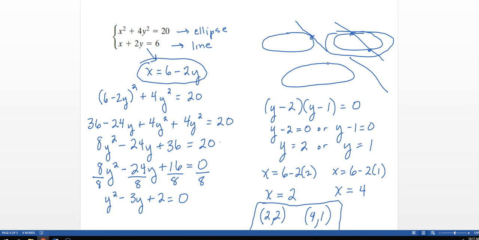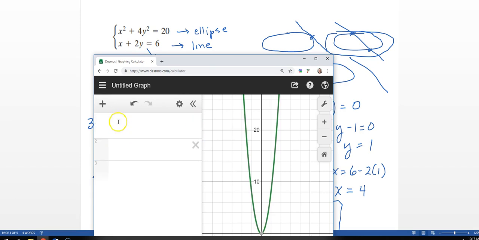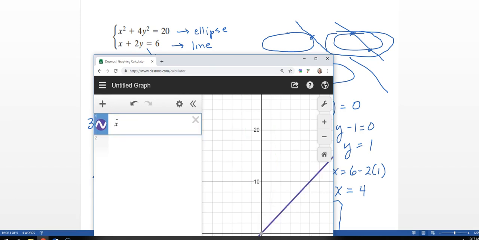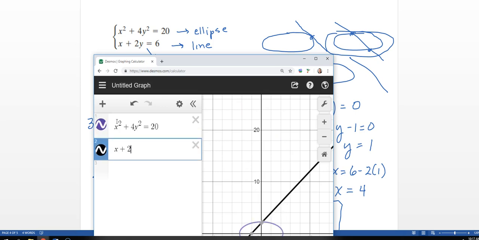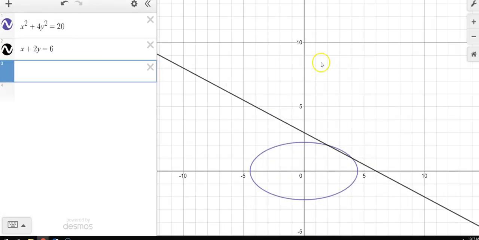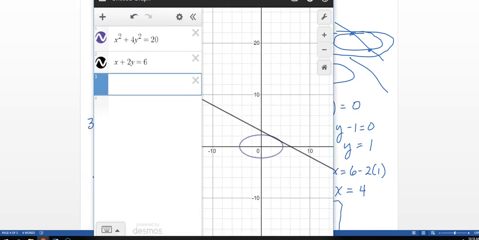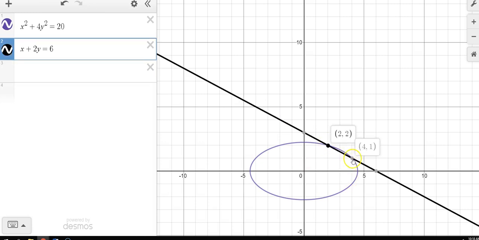Let's take a look. So x squared plus 4y squared equals 20, and x plus 2y equals 6. Look up here, and that's pretty close to what I drew. Sort of close. So we have a solution here and here.